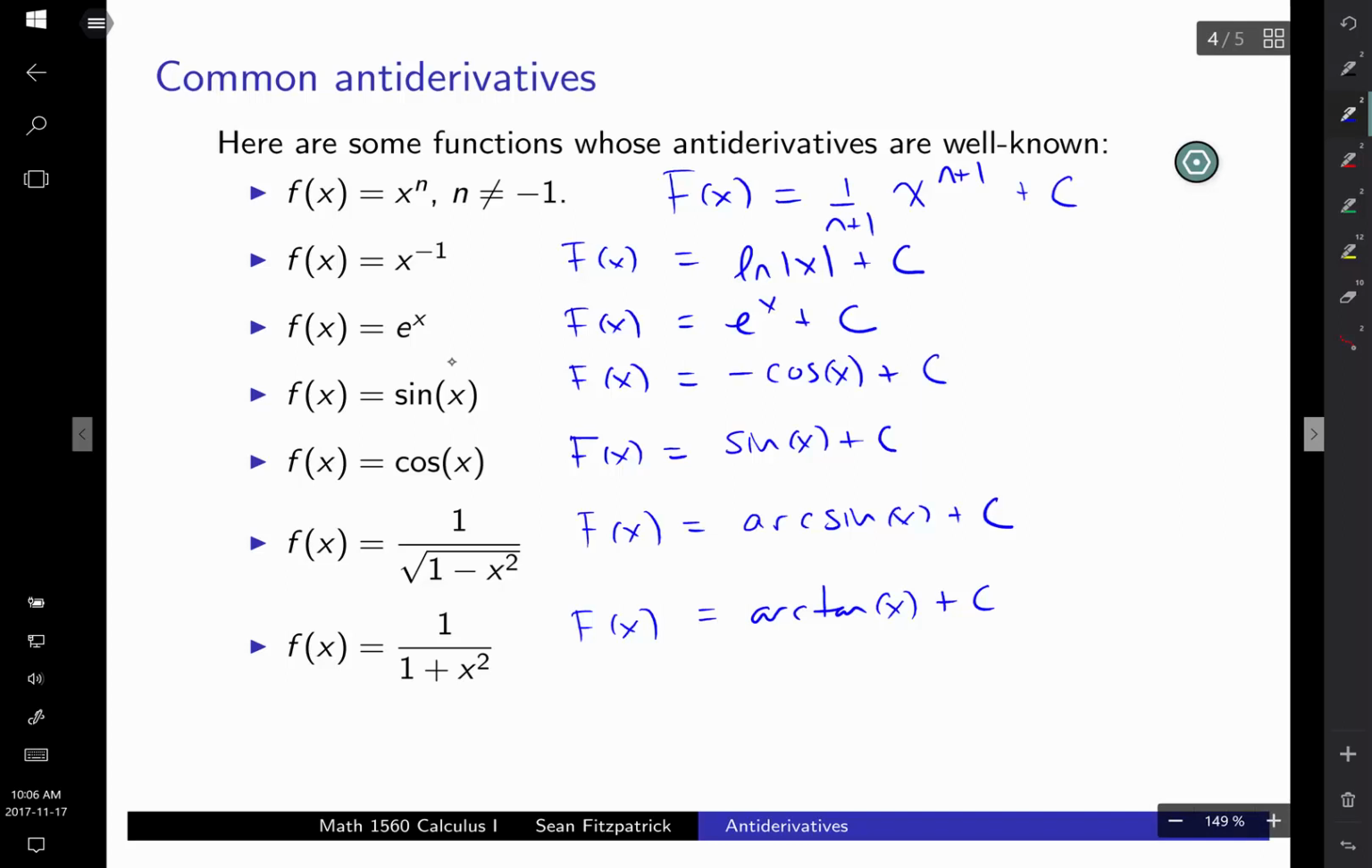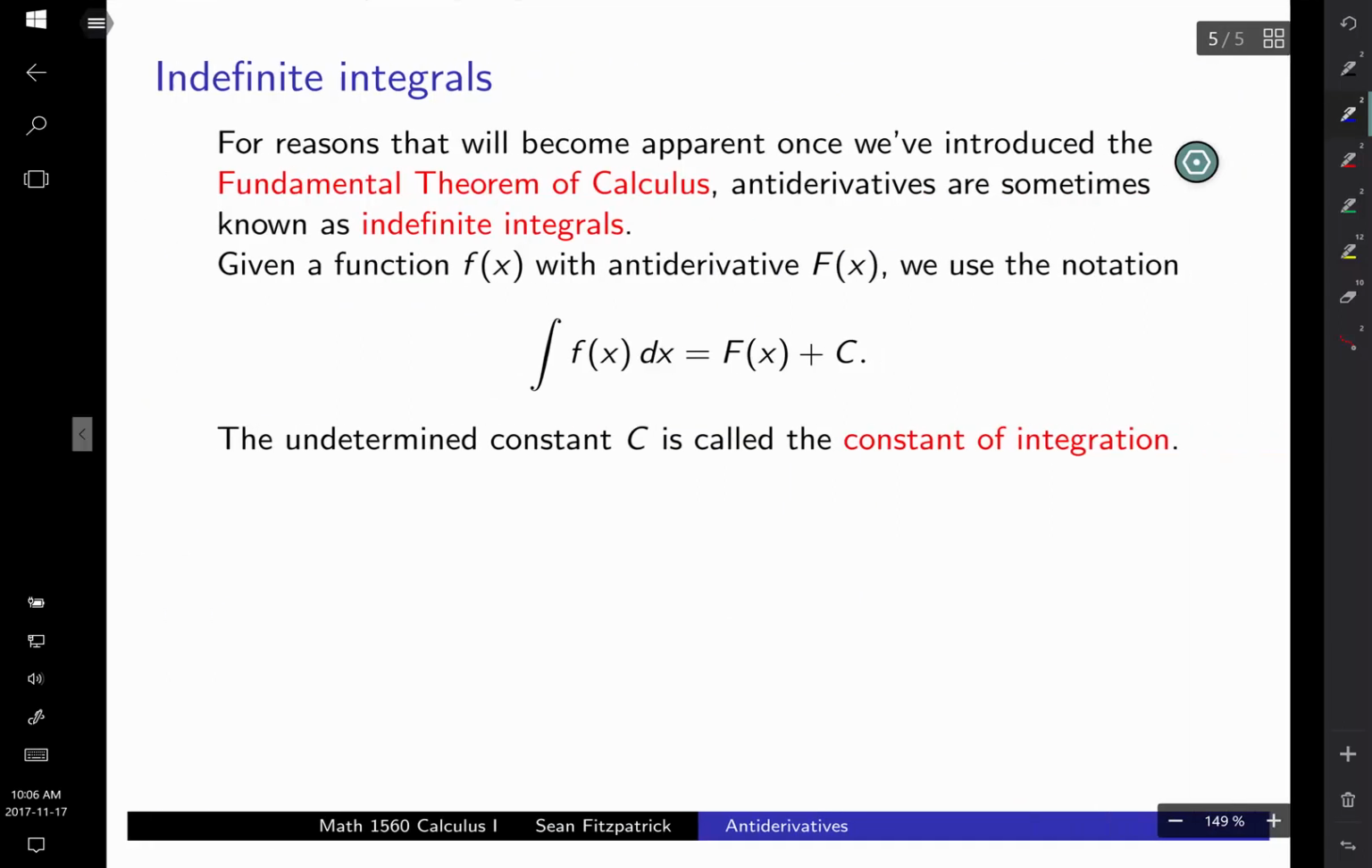Now, one last thing before we end this video. There is an alternate notation that you sometimes see, the indefinite integral notation. We will be seeing this notation a little bit later on. It's kind of an odd notation now because we haven't really discussed integrals yet, but once we get to the fundamental theorem of calculus, we're going to see that antiderivatives play a fundamental role in integration, and so it makes sense that we have some kind of notational connection between the two.